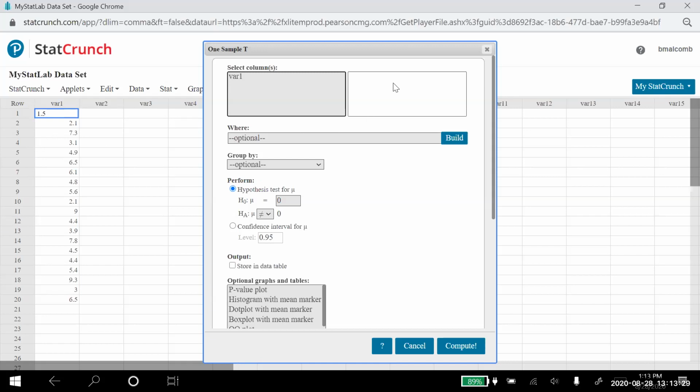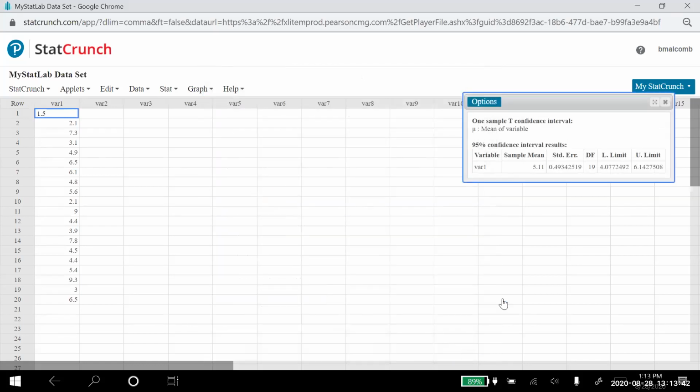So I come up here. I'm going to select variable 1. That's where my data is. Again, it's not a hypothesis test, it's a confidence interval. 0.95 is correct, that's what they asked us for. And then I compute. Simple as that. Again, I'm going to take a quick picture, find my lower limit and my upper limit. All right, got that picture.